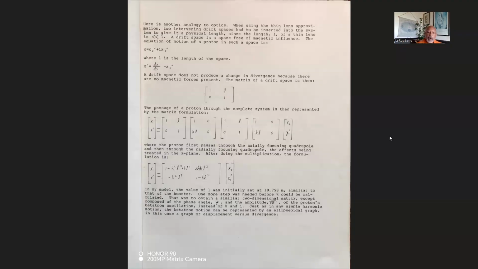Here are our 4 matrices that we have to multiply together to get one matrix. And what I just showed you was an example of how you would take this matrix, the 2x2 radially focusing, horizontally focusing component of the quadrupole magnet, and multiply it by a drift space.